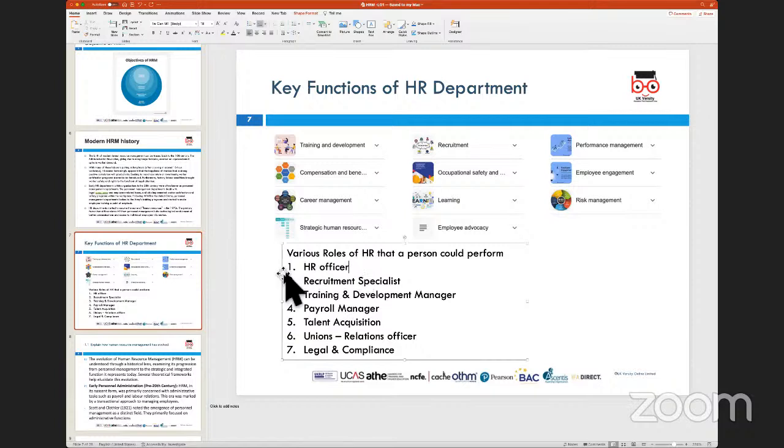So this is a snapshot of what HRM is, the history of HRM, the objectives of HRM, and the key functions of HRM that we need to be aware of, obviously briefly at this stage, because each of these functions can be specialist functions and there is a lot more involved depending on the size and scale of the organization. If it's a big organization, you generally see a full-fledged HR department with a number of employees working in these roles.